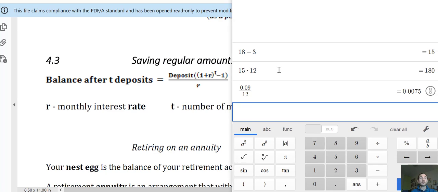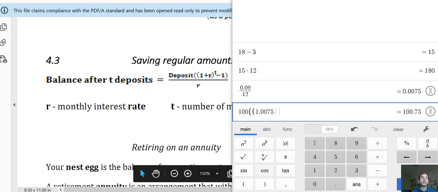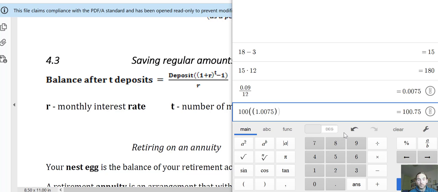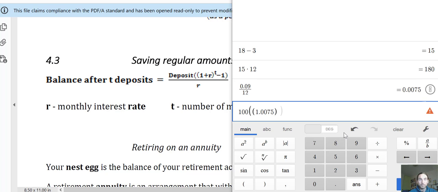So it's going to be 100, that's our deposit amount, right? And then it's 1 plus R, 1.0075. Pretty short, isn't it? And then that's to the power of T, to the power of 180 months, okay? And then subtract 1. And then put parentheses around that.